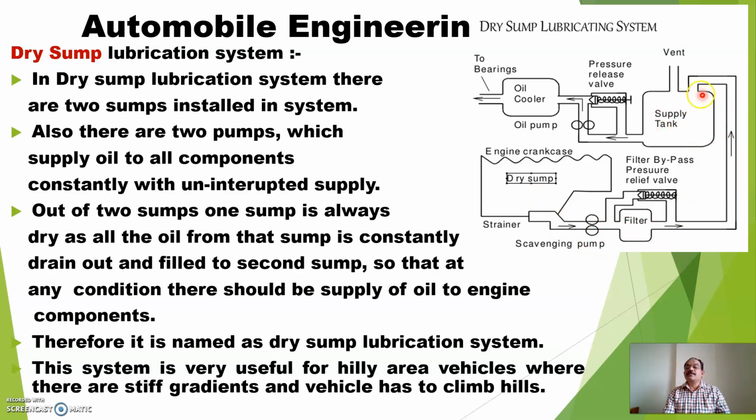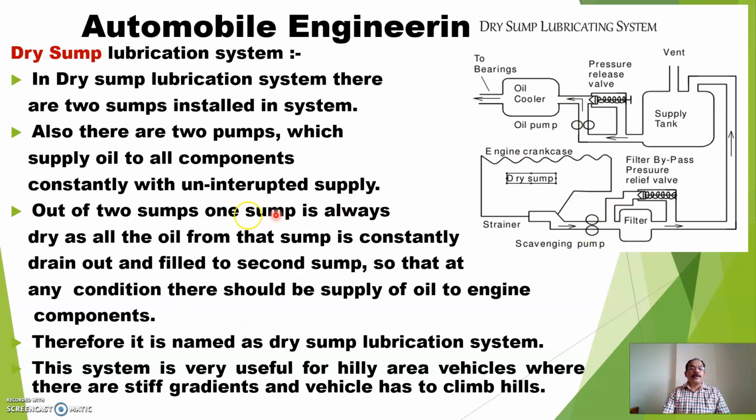So this system is made to make assurance that there should be oil available for the lubrication, whatever may be the position of the vehicle. In dry sump lubrication system, there are two sumps installed in the system. One is dry and one is supply tank. Also, there are two pumps which supply oil to all components constantly with uninterrupted supply. So this is one pump, this is second pump.